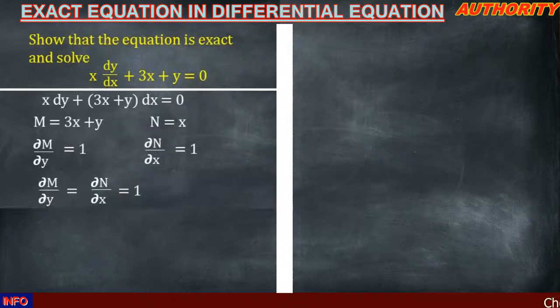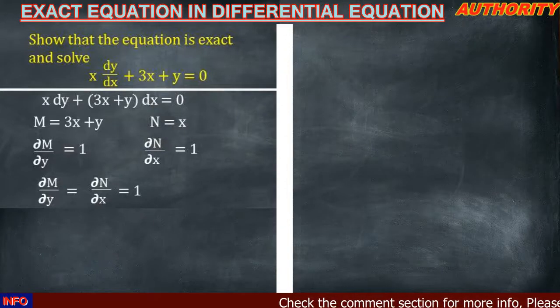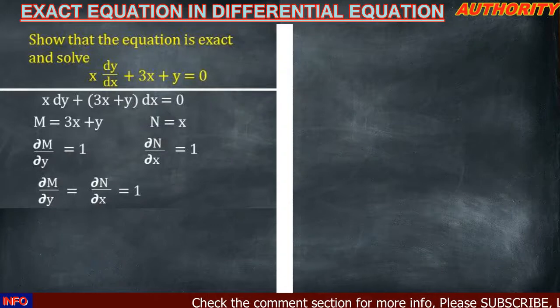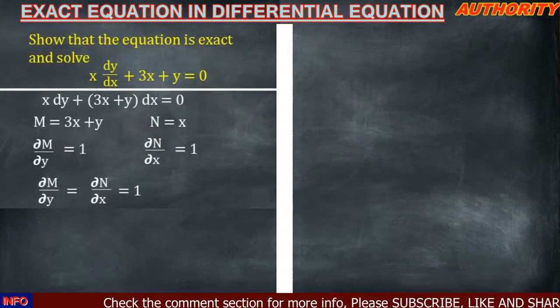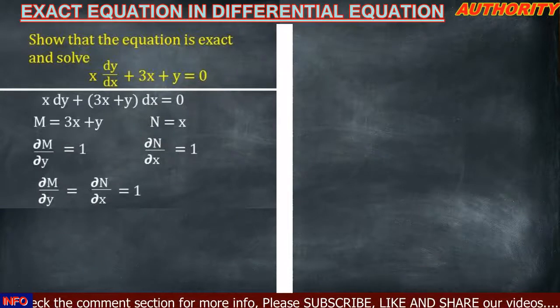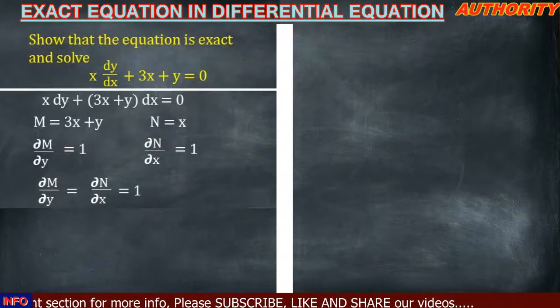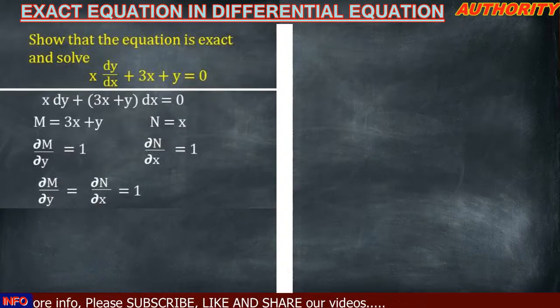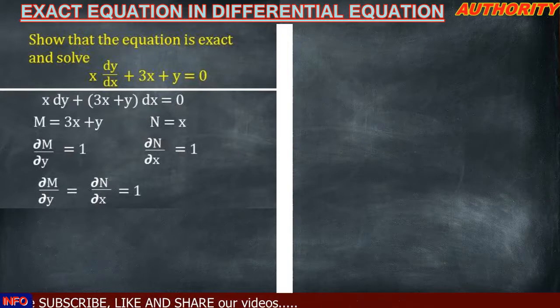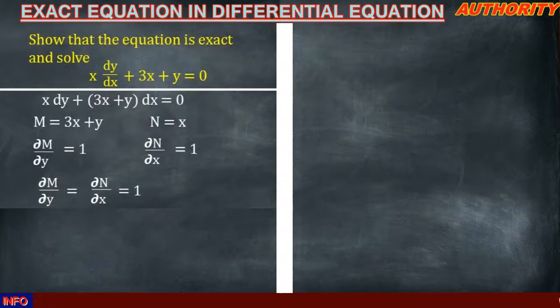So here we discover that the partial derivative of M with respect to y is equal to the partial derivative of N with respect to x, which is equal to 1. With this statement, we say that this equation is exact. When we have the part we call M and the part we call N, if the partial derivative of M with respect to y and the partial derivative of N with respect to x are equal, we say that the equation that M and N are coming from is said to be an exact equation. So here we say, hence the equation is exact.